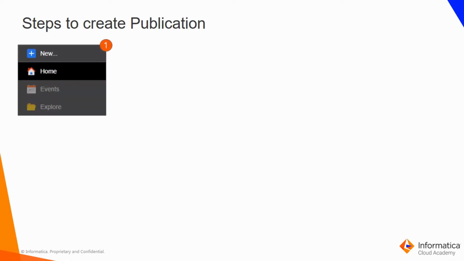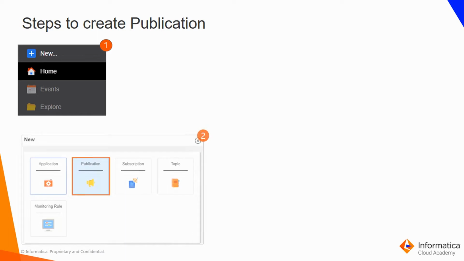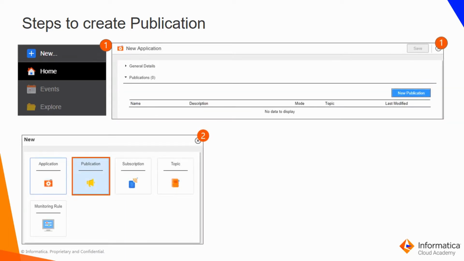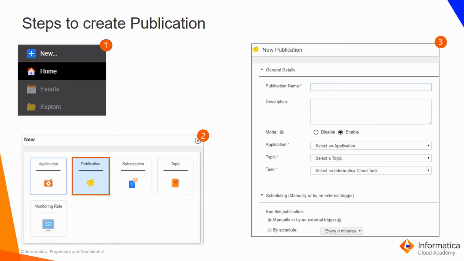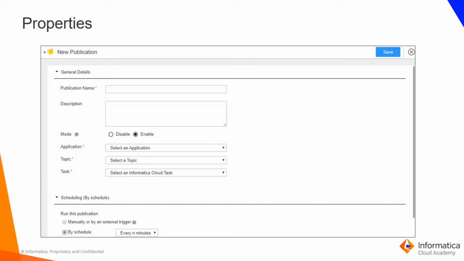You can create a publication in two ways. Click New in the Navigator pane and select Publication, or choose to create a new publication while creating or editing an application. To create a new publication, you must specify publication properties, which include general information about the publication, application, topic, and task to use for the publication, and publication scheduling. The displayed screenshot shows a sample publication page.